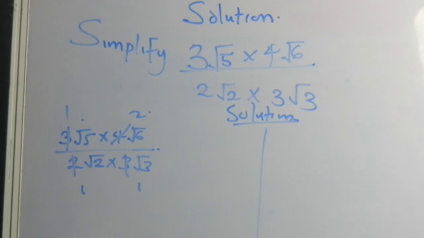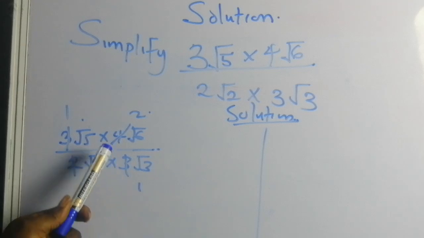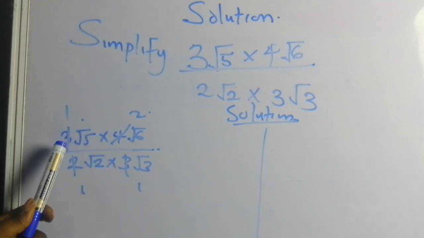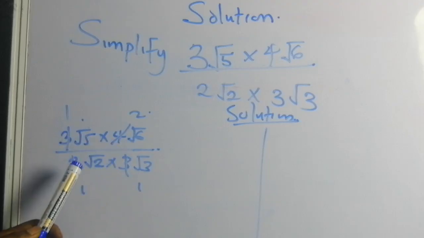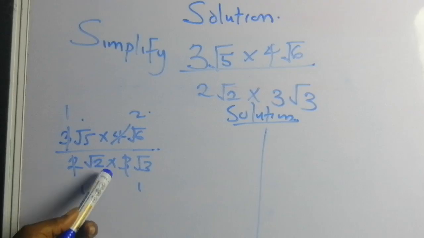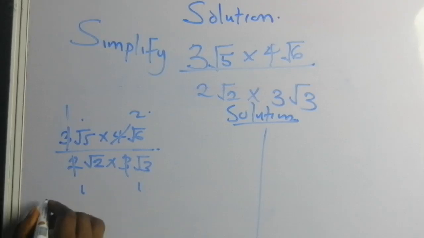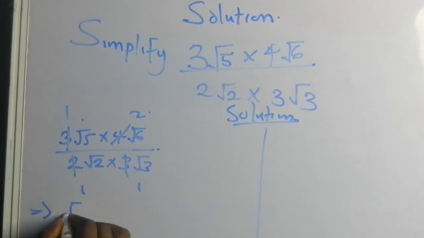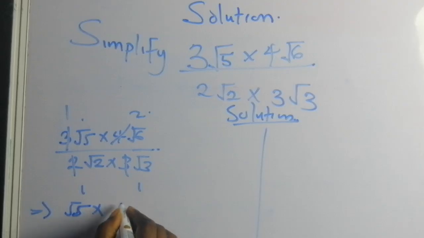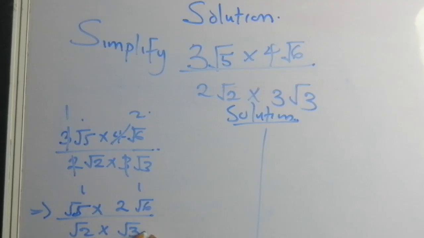That is because it's multiplication at the numerator and denominator connecting these terms, so I can cancel out. Had it been addition or subtraction, you cannot do that. You just need to rationalize straight. So now, at the end of the day, I will have root 5 times 2 root 6 over root 2 times root 3. It's as simple as that.